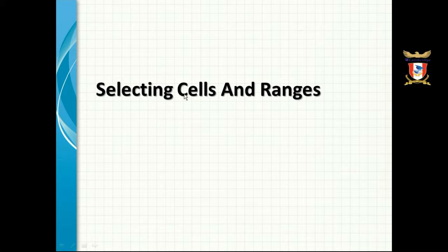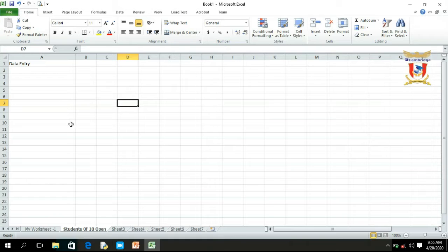Next we will discuss how to select cells and ranges. Selecting a cell means selecting a single cell. Range means selecting multiple adjacent cells. So let's get started. If you want to select a particular cell in a worksheet, the simplest way is to just click on that cell and start typing whatever you want, like I want to type marks or something else. So the first way to select a cell is just by clicking on it.